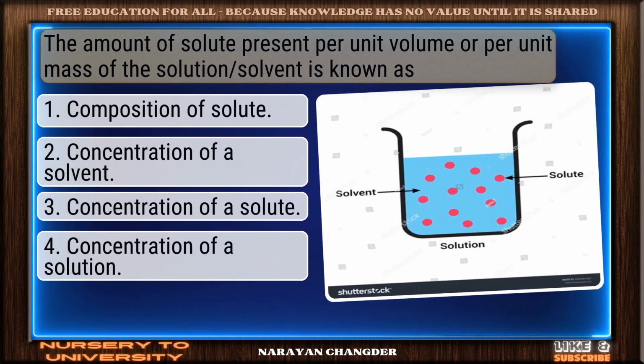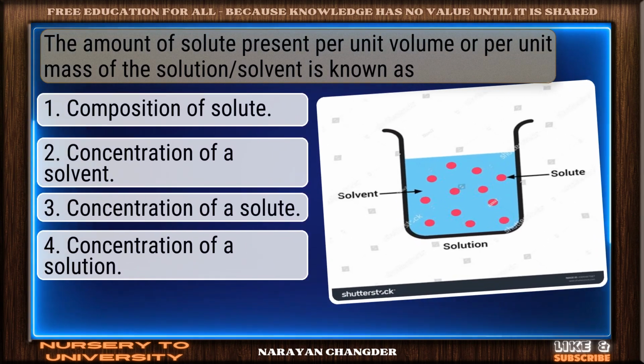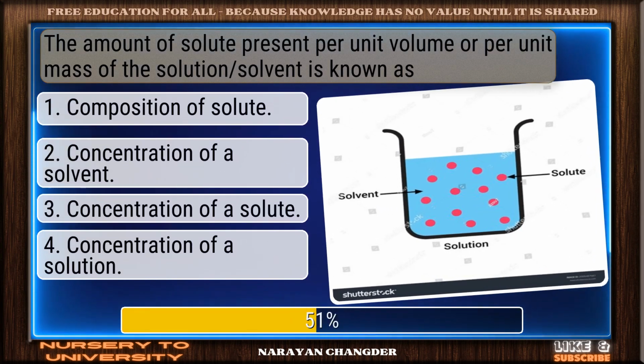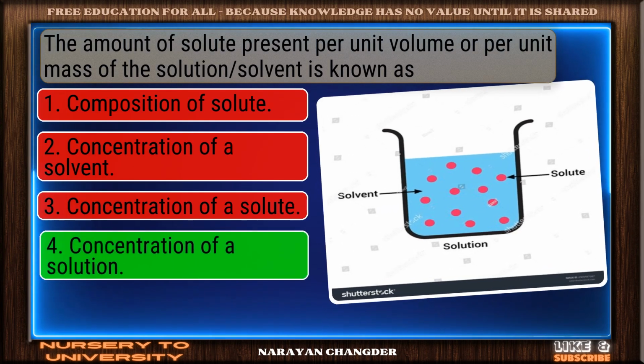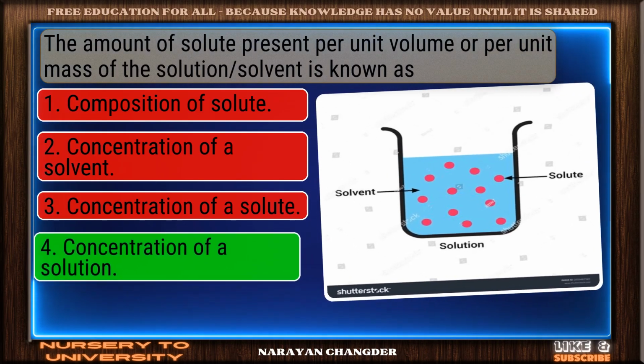Question number 44. The amount of solute present per unit volume or per unit mass of the solution or solvent is known as. Bravo. Concentration of a solution is the answer.